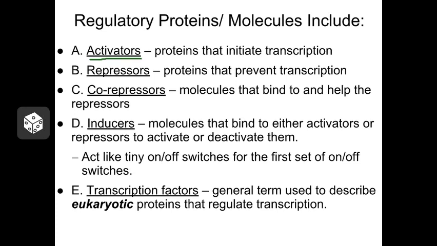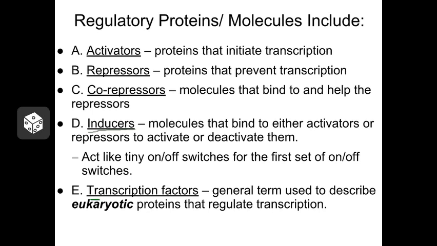Activators have a tendency to turn on transcription, to encourage transcription, whereas repressors have a tendency to turn it off. Co-repressors are little molecules that help the repressors, so they also help turn a gene off. Things we call inducers can sometimes turn genes on and sometimes turn them off, depending on what other molecules are involved. We'll look at an example of an inducer later on.